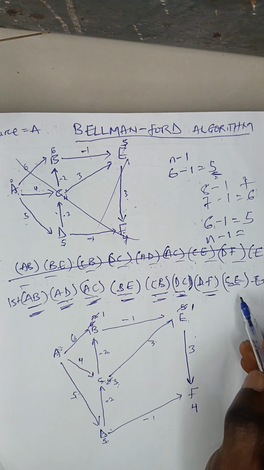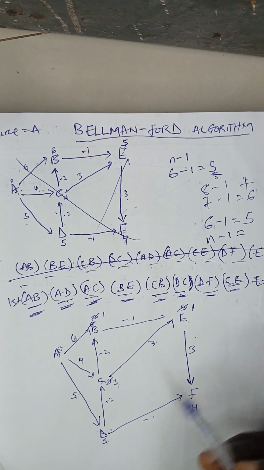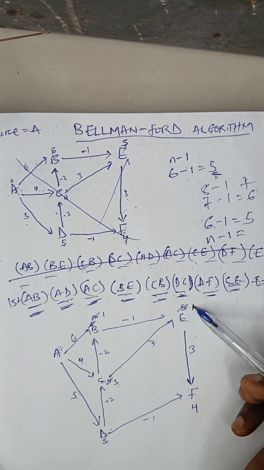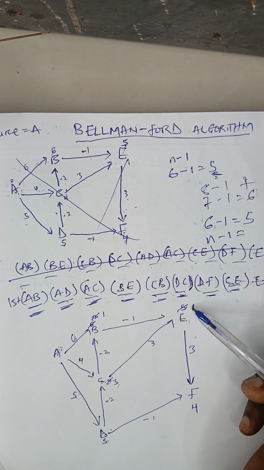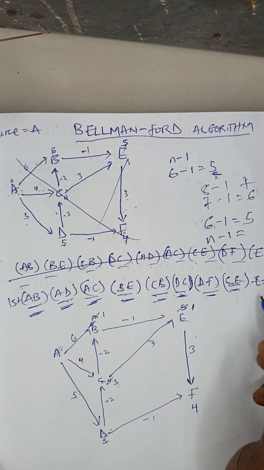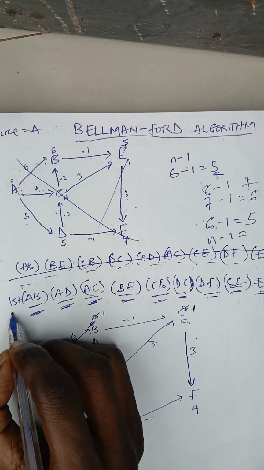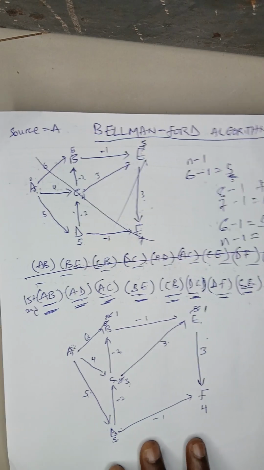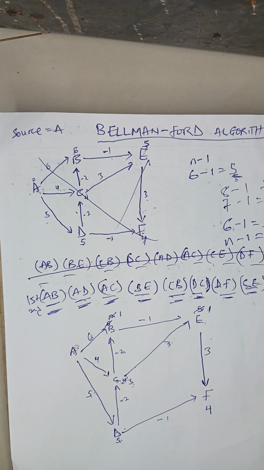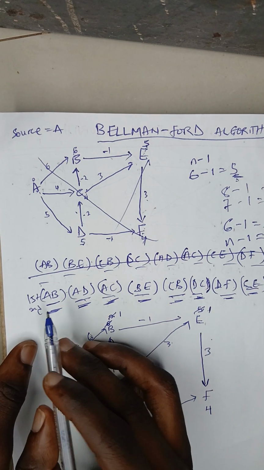Okay. EF. E is currently 1. 1 plus 3 is 4. You leave it. Now, you update the table again. We are done with our second iteration. We're going to our third iteration. So we update the table again.